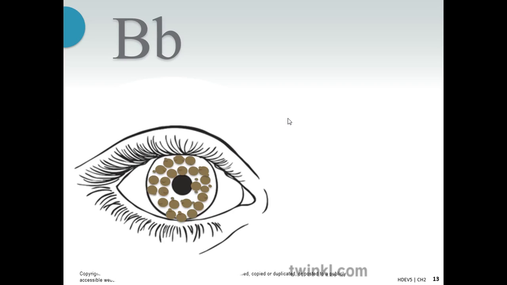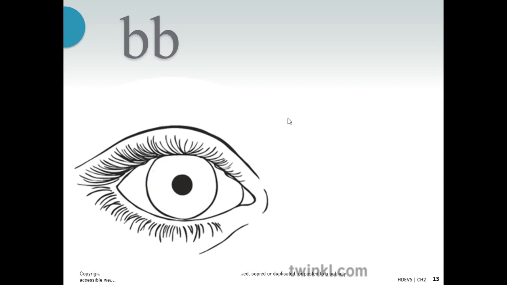Now, if you have two recessive alleles, what ends up happening is that one of those alleles tells your eyes to make just a little bit of pigment. And then the other allele tells your eyes to make just a little bit of pigment too. And so it's just a tiny bit of pigment. And so now this person's eyes are going to end up looking blue.